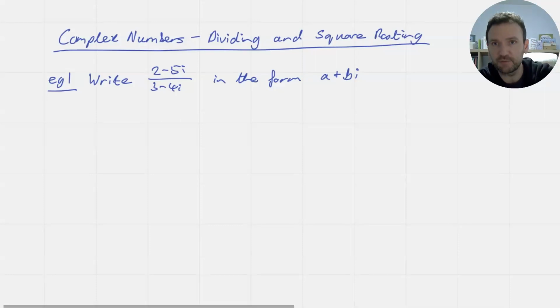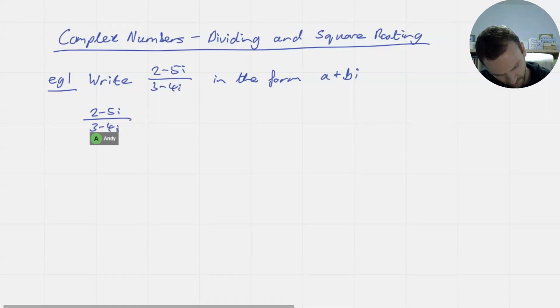So if ever you're asked to divide complex numbers, this is a classic example, doing 2 subtract 5i divided by 3 subtract 4i. The trick is always to find something to multiply the top and bottom by, which will get rid of any imaginary part on the denominator. And rather than having to search through that every time, what you're always going to want to multiply top and bottom by is the conjugate of the denominator. And by conjugate, we mean we're negating the imaginary part.